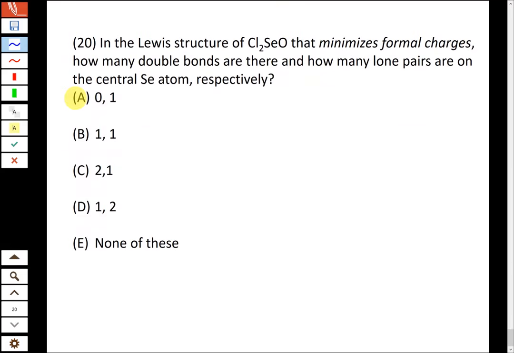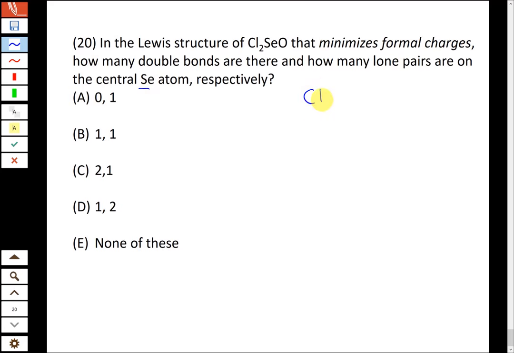So this one comes back to Lewis structures again. In the Lewis structure of Cl2SeO that minimizes formal charges, how many double bonds are there and how many lone pairs are on the central selenium atom, respectively? Here I told you that selenium, Se, is at the center, so that takes out some of the guesswork. Now we just need to draw a Lewis structure that minimizes formal charge.